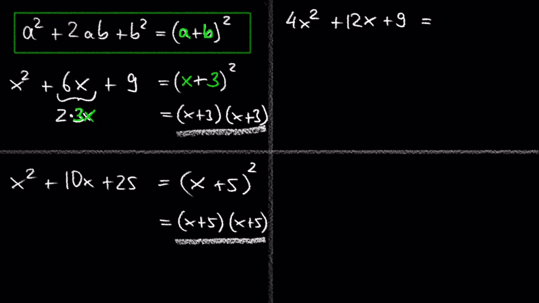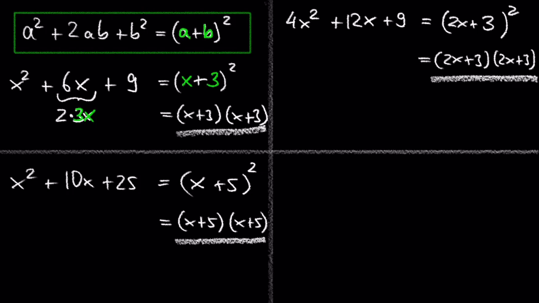How can we factor this? The formula says add a and b, which is the square root of 4x squared, which is 2x, and the square root of 9, which is 3, and square it. So the factors are 2x plus 3 and 2x plus 3.